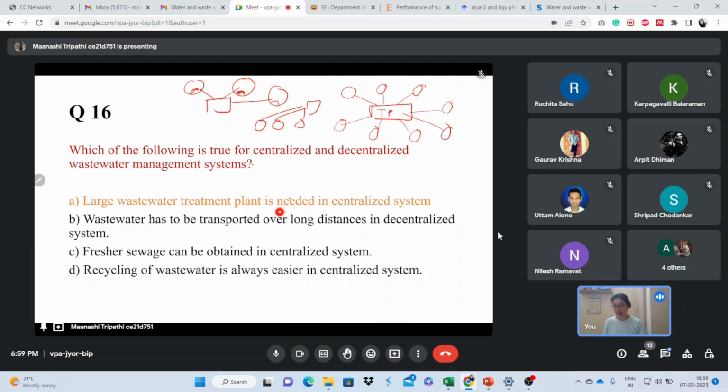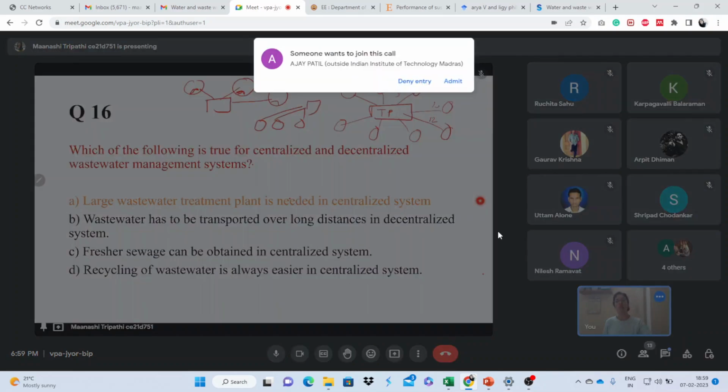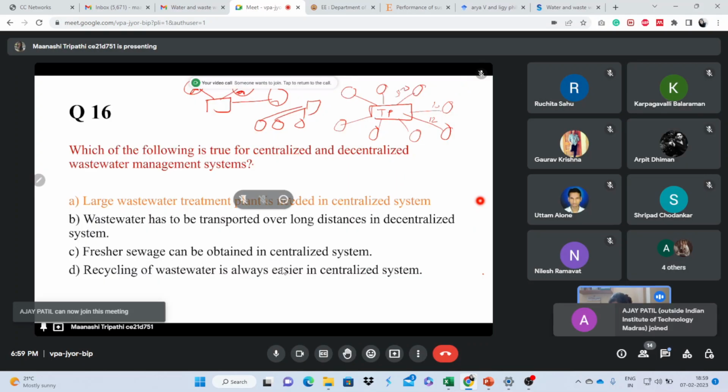And in case of a centralized system, even if it's 12 kilometers, 10 kilometers, 50 kilometers, a water pipe has to be laid for such large distances. But in a decentralized system, a small pipe network is enough.